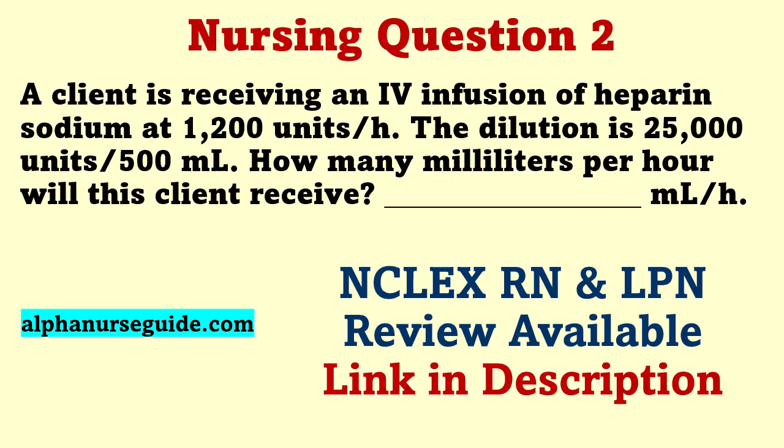The correct answer is 24 milliliters per hour. To solve this problem, first, calculate how many units are in each milliliter of the medication. The question gives us 25,000 units per 500 milliliters. 25,000 units divided by 500 equals 50 units. 500 milliliters divided by 500 equals 1 milliliter. So it's 50 units per 1 milliliter. Next, calculate how many milliliters the client receives per hour. Since the client is receiving 1,200 units per hour and there are 50 units per 1 milliliter, we divide 1,200 by 50, which equals 24. So the client is receiving 24 milliliters per hour.